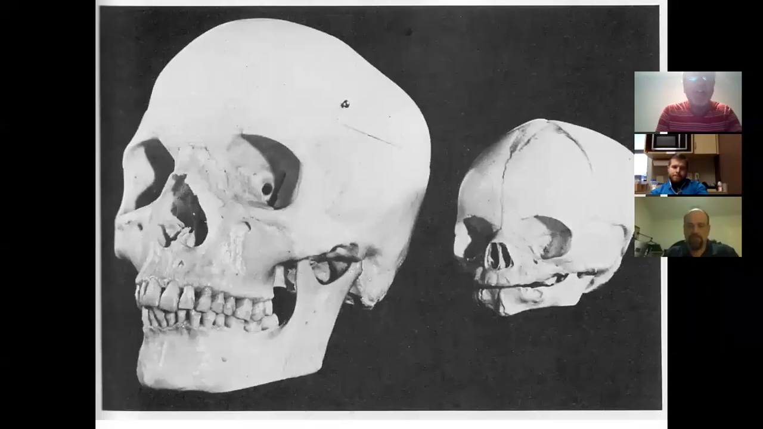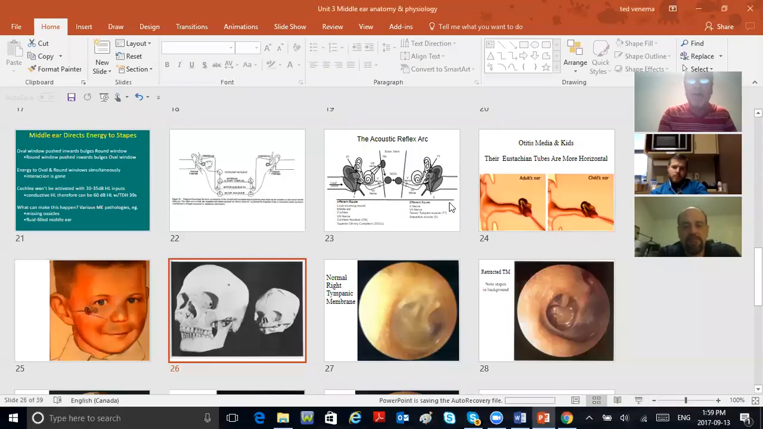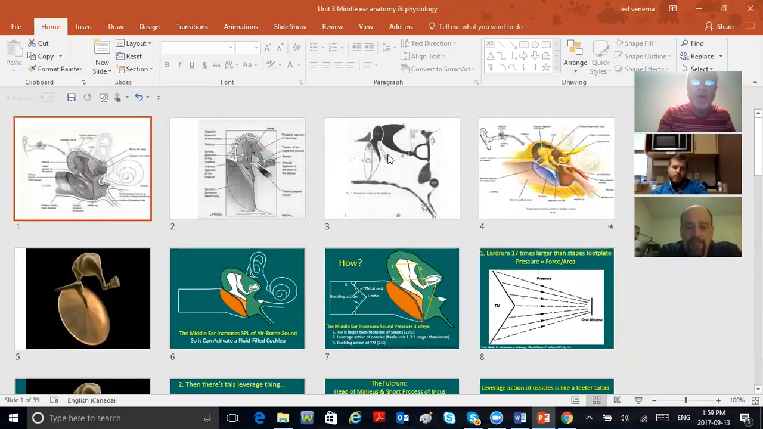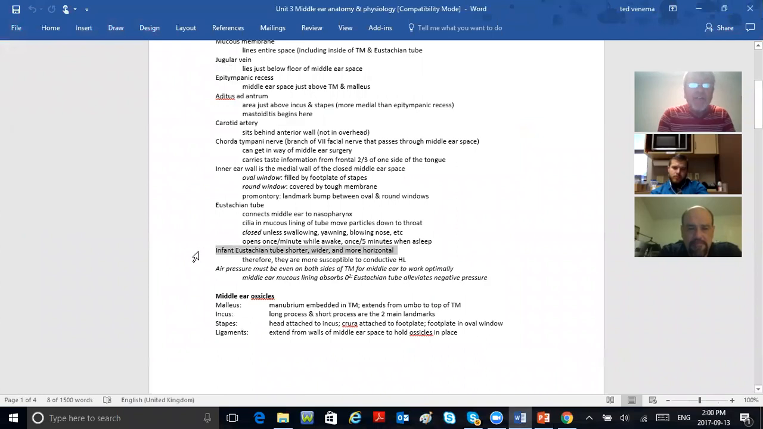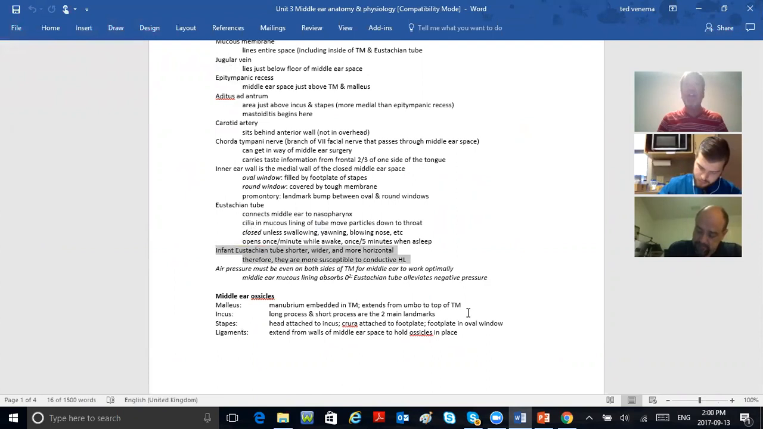All right. Now here we go. Let's escape here, go to this screen and go back to where we were. And let's look at our notes. Infant eustachian tube: shorter, wider, more horizontal. Therefore, they are more susceptible to conductive hearing loss. Circle that word. Remember what we said last week and in the weeks before.